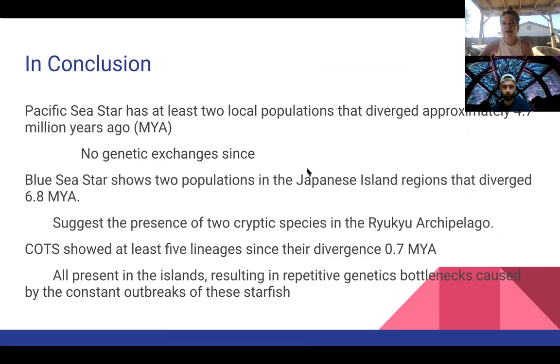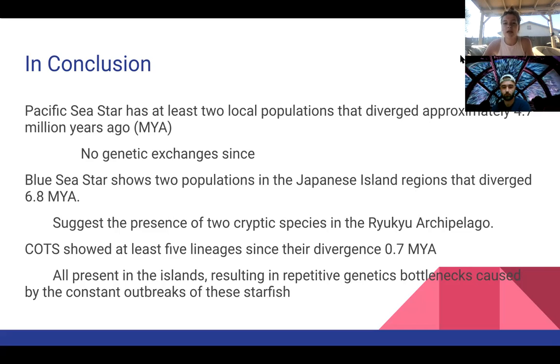So this is important because both the Pacific sea star and the blue sea star showed 2 populations in the Japanese island region diverging, 6.8 million years ago for the blue sea star and then 4.7 million years ago for the Pacific sea star, and there have been no genetic exchanges since. And this suggests the presence of 2 cryptic species in these Japanese islands for the blue sea star. But the crown of thorns starfish showed at least 5 lineages since their divergence.